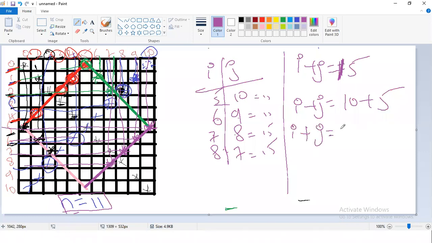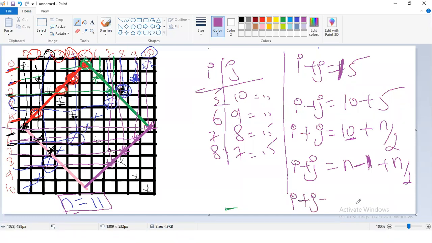I plus j equals 10 plus. Can I do 5 as n by 2? Yes, you can write 5 as n by 2. I plus j is equal to, here plus n by 2 is there. Can I write 10 as n minus 1? Yes, n minus 1 plus n by 2. I hope this is clear. And finally, if I rearrange them, it is I plus j is equal to n plus n by 2 minus 1. Just rearrangement, here and there. That's it. N plus n by 2 minus 1.